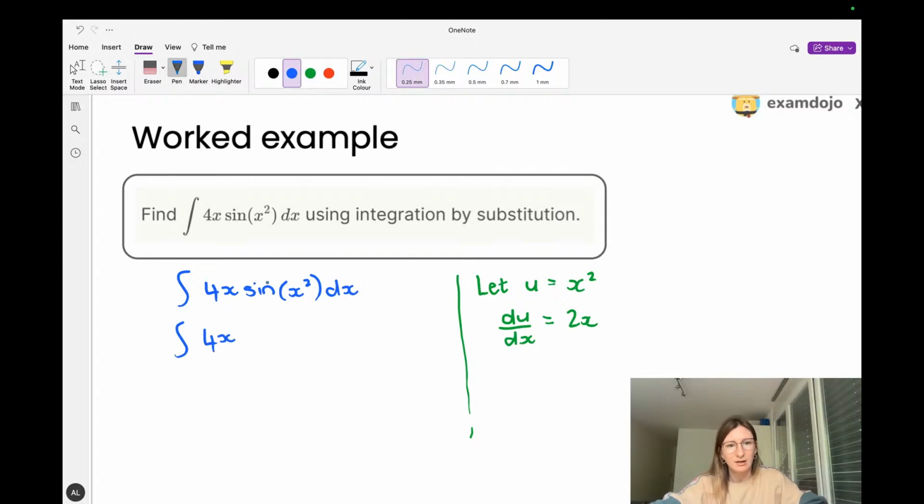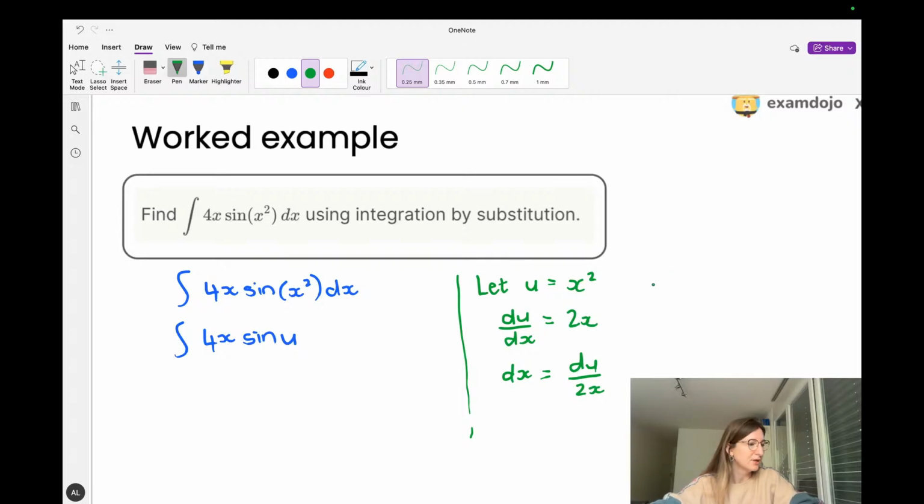4x, nothing there. And I've taken sine of, instead of x squared, I'm going to write u. I'm now integrating with respect to u, not dx. So I need to rearrange this to be in terms of dx. So that will be du divided by 2x. What I've done there is I've just multiplied dx on that side and divided by 2x, so it goes on that side. I've just switched those over. So my dx is now du divided by 2x.